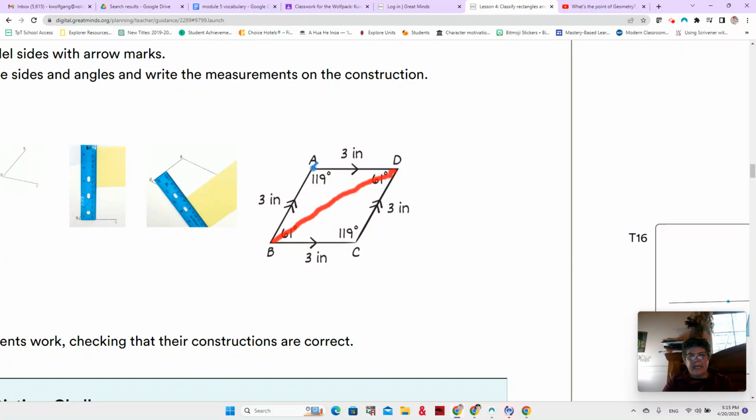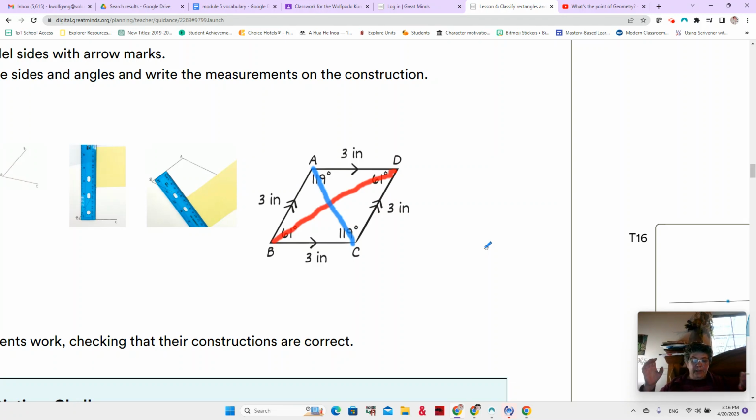From vertex A to vertex C. That is cutting it completely in half. And hopefully that worked with your cutout too. But you can see it here as well if I take this and fold it over. And in a minute, we're going to use the Symmetry Explorer Digital Interactive to try that out a little bit more.